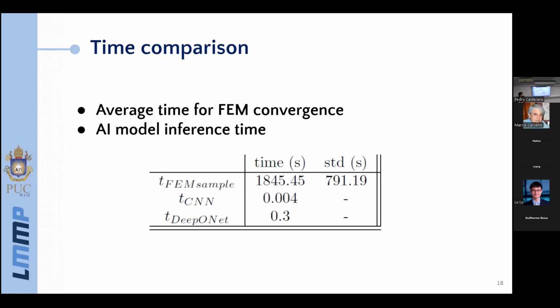So getting to a time comparison, the average time for the finite element method to converge was around 1800 seconds. That's around half an hour. And the prediction of the CNN and DeepNet was under a second.